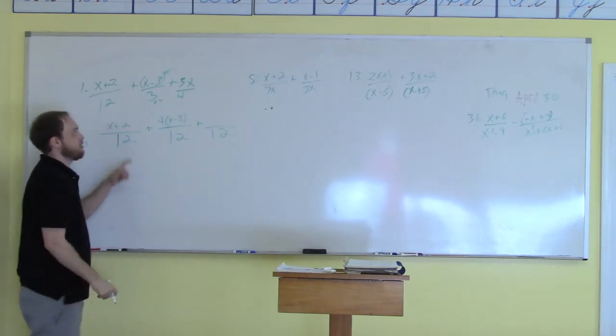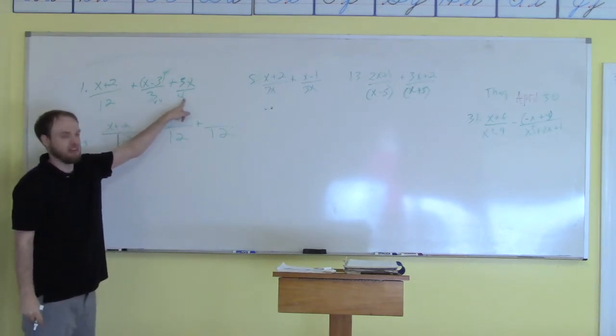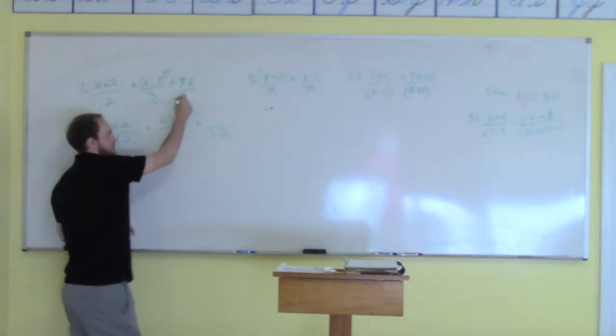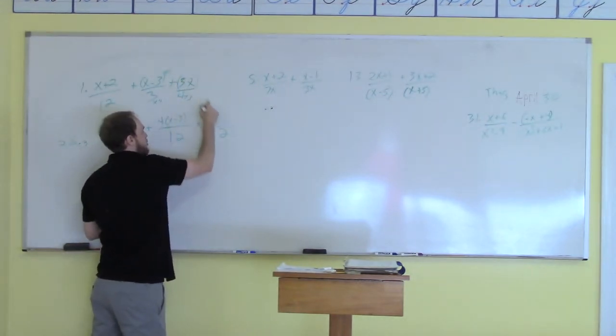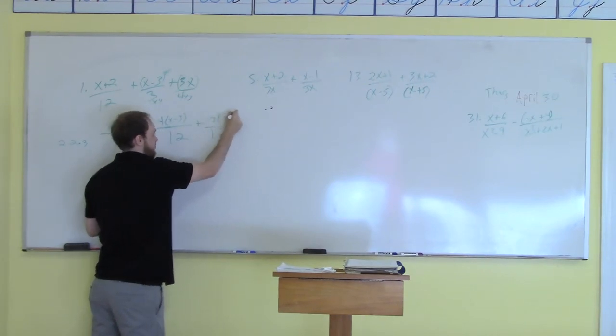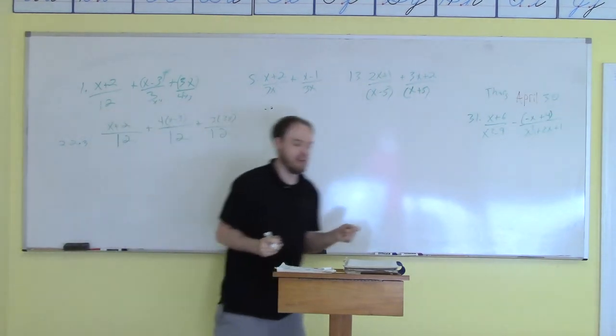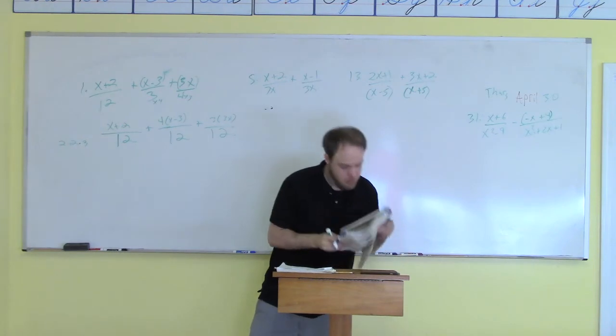And then the 3x over here, with the 4, what am I missing to get to a 12? It's 4 times 3. So then you would have to multiply the top by 3, and it would be 3 times 3x. Okay? So that's just as simple as that goes.